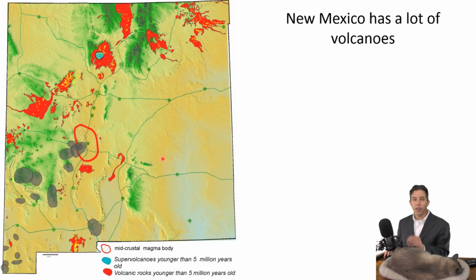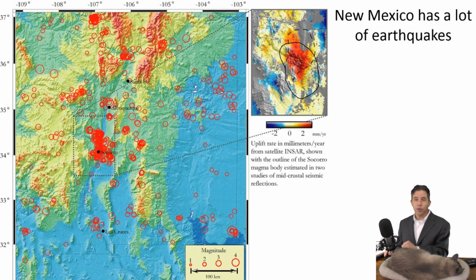We have a lot of volcanoes in New Mexico. So on this map, all the red says volcanic rocks younger than 5 million years old. In geologic time, that's considered a pretty young rock, 5 million years. So all this red is relatively young volcanic rocks, that means there's probably still magma under the crust. And we also have a lot of earthquakes in New Mexico.